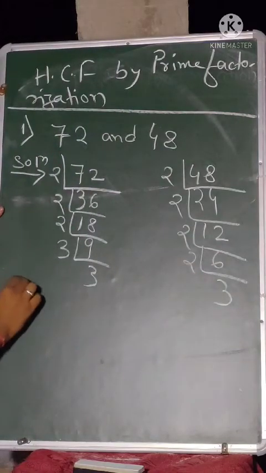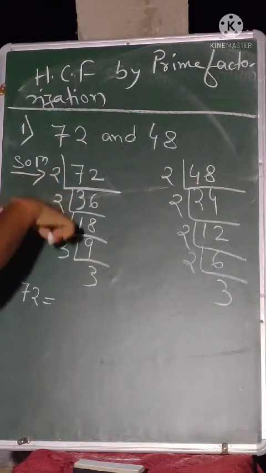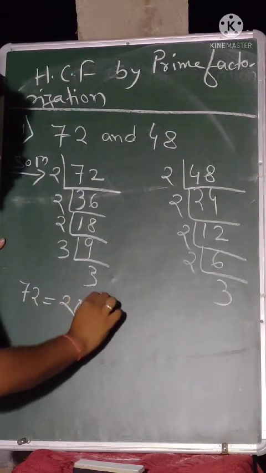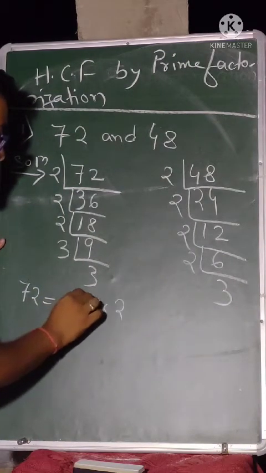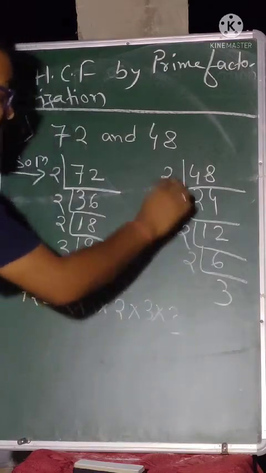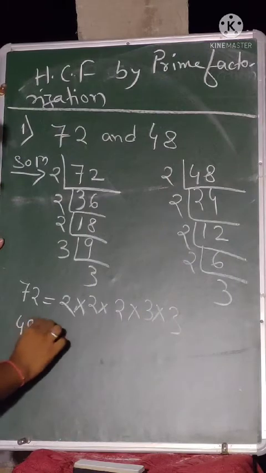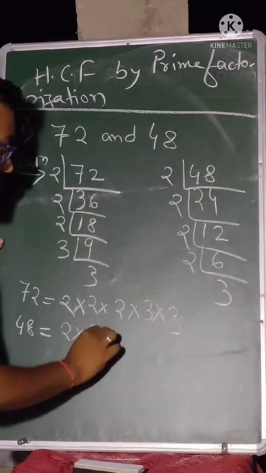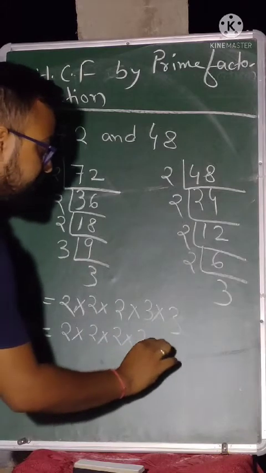Done? So now you will write 72 equal to, so you have to write all the factors. How many 2's? 3 2's are there. 2 into 2 into 2, then 2 3's, 3 into 3. Then again 48 is equal to, how many 2's are there? 1 2 3 4, into 3.